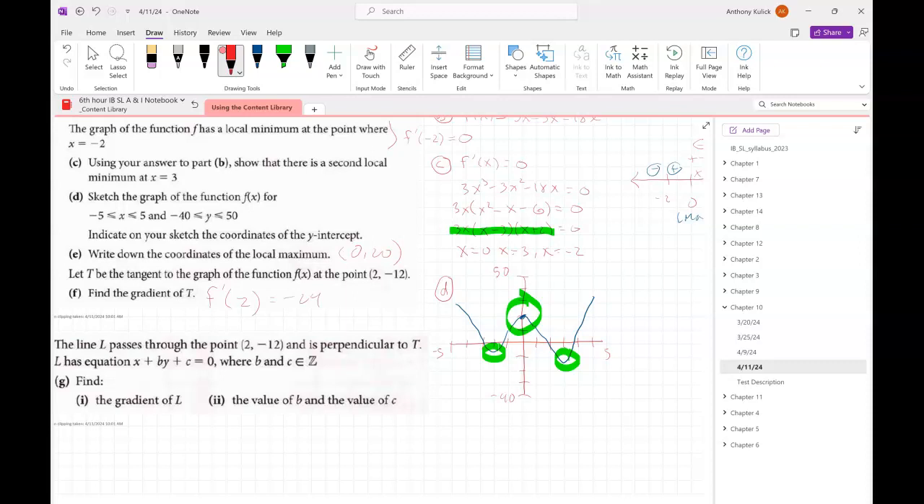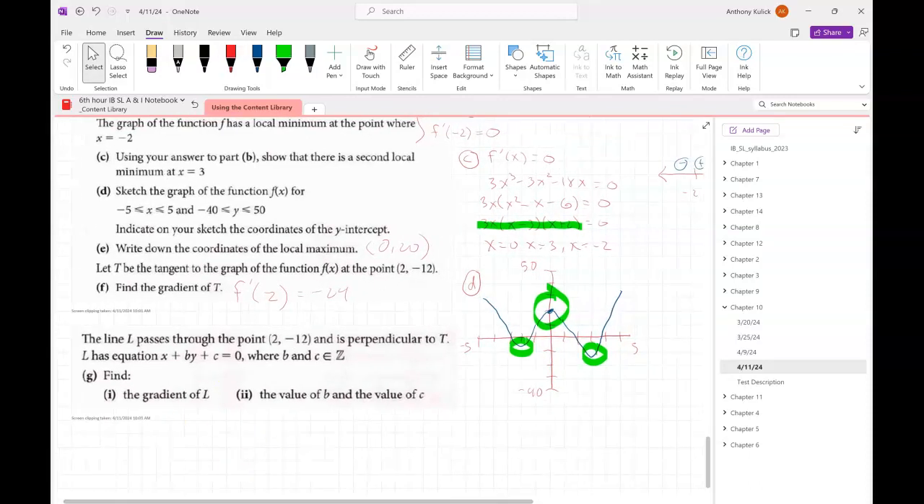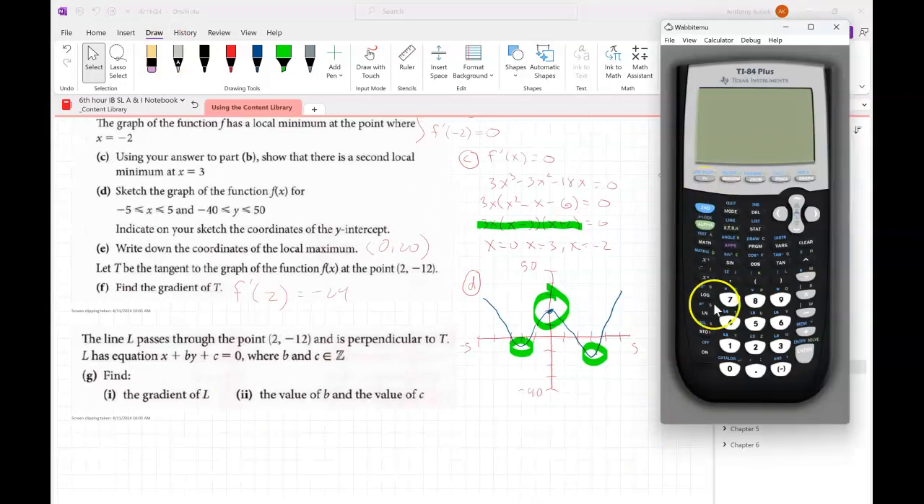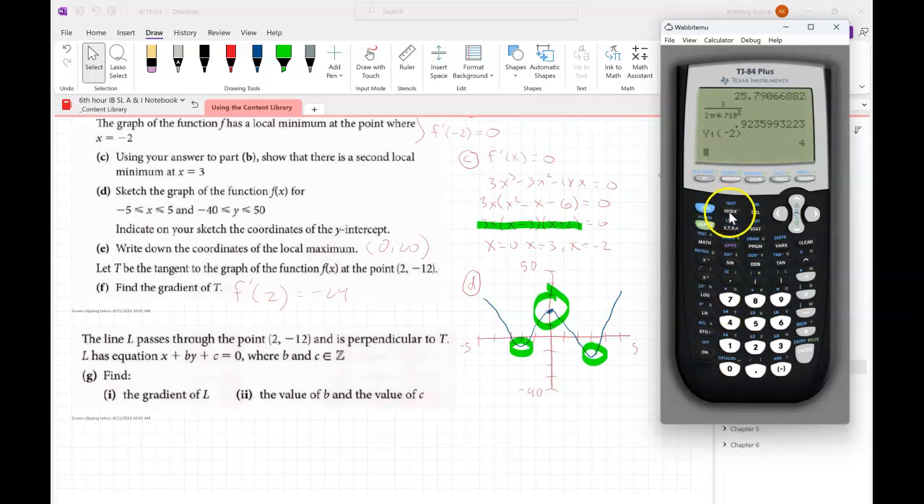Or you could type it in your calculator. That's fine as well, right? Definitely okay to do that. And again, to get that into our calculator, did I put that in already? Yeah, good, okay. So I would do math, command 8, derivative of y1 when x is equal to 2.